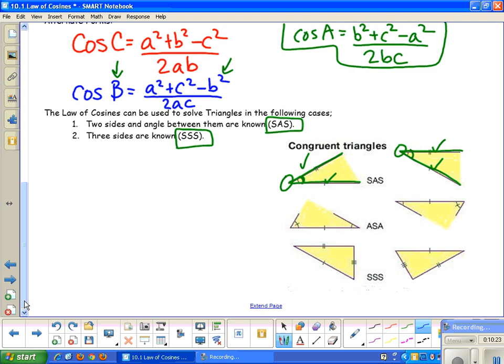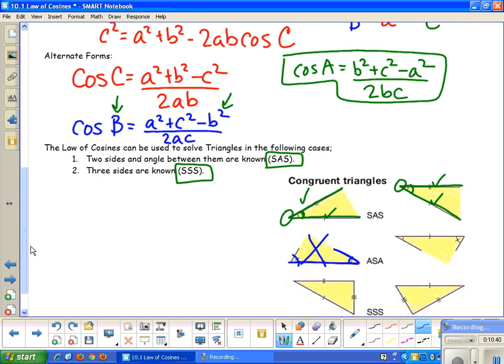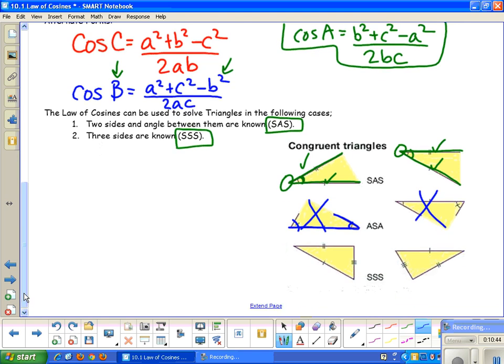If I have something like this right here, an angle, a side, and an angle, I cannot use the law of cosines. The reason I cannot use the law of cosines is because notice that each of the formulas, I had to know either two sides and the included angle, or I had to know all three sides. So I cannot use these for the law of cosines.